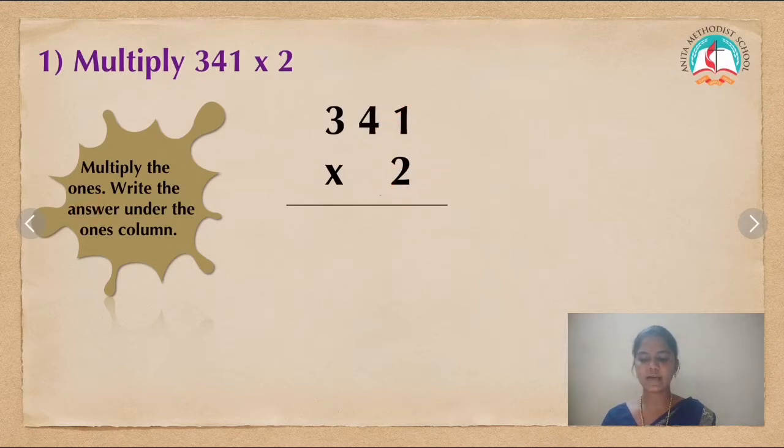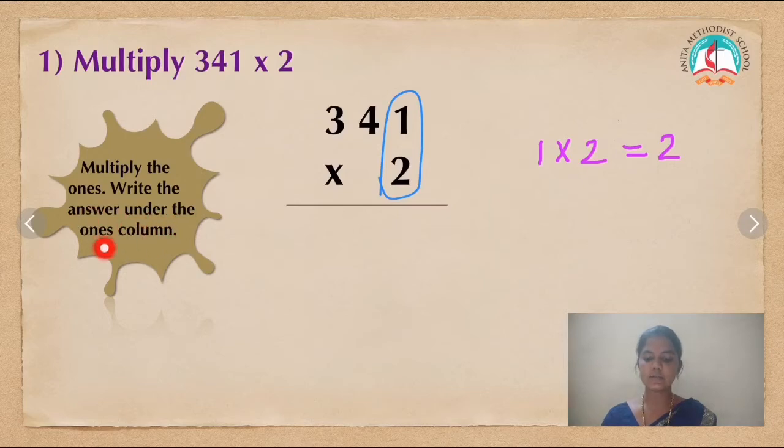So in the ones place I have 1 and 2. Okay, so if I multiply 1 times 2, I will get the answer 2. So I need to write the answer under the ones column. So this is my ones column, so I need to write the answer here. So that is 2.